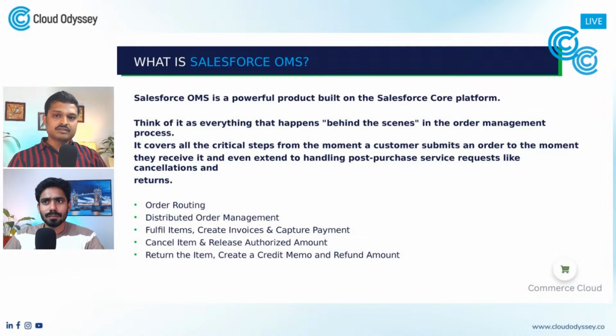Apart from doing that, there are the post purchase operations. For example, you can cancel an item, you can return an item by calling the customer care, or maybe from your order history pages, things of that nature. So you can think of the order management system as one which is working behind the scenes from the moment you place the order to the moment you receive the order at your address, and also the post purchase operations like the returns, cancellations, things of that nature.